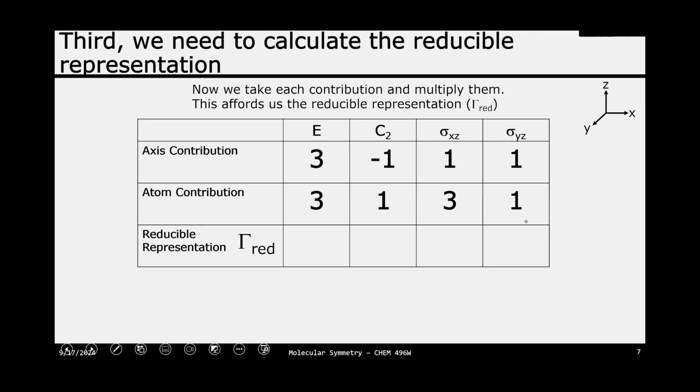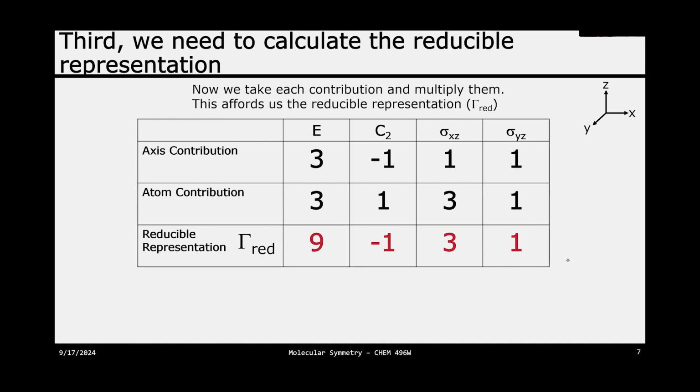And then we multiply them. So for E, what would be the reducible representation? 9, yeah. C2, -1. Great. Reflection plane on our XZ, 3. And YZ, 1.